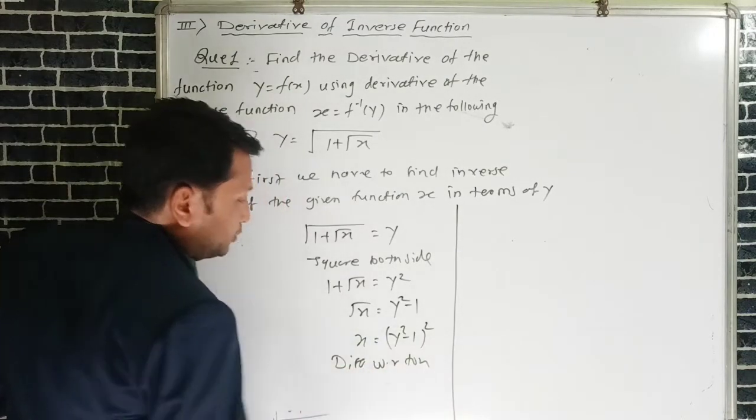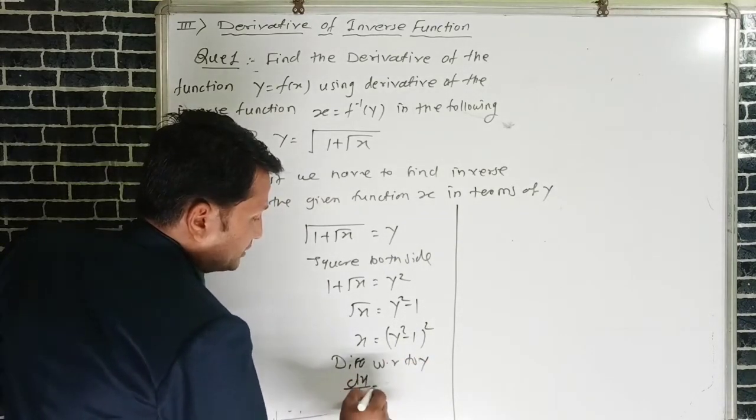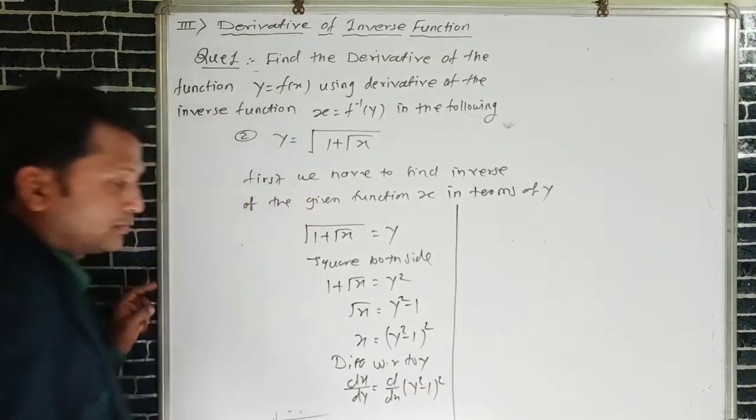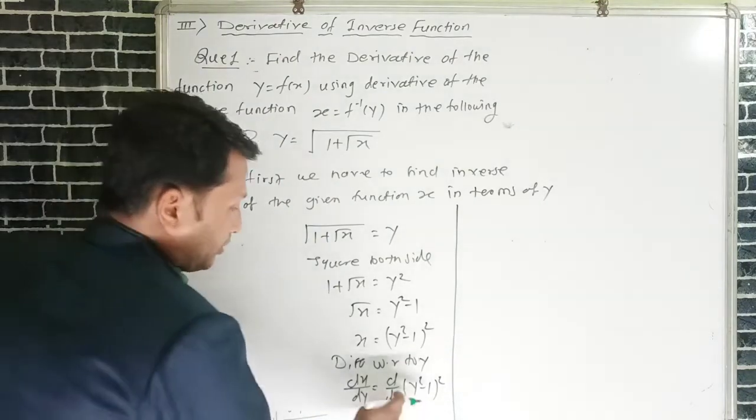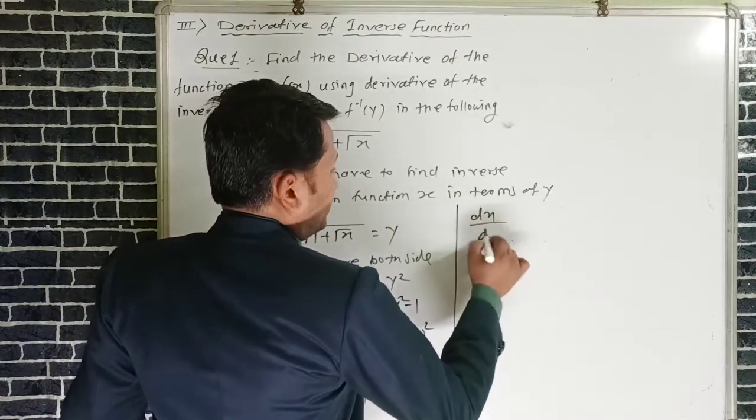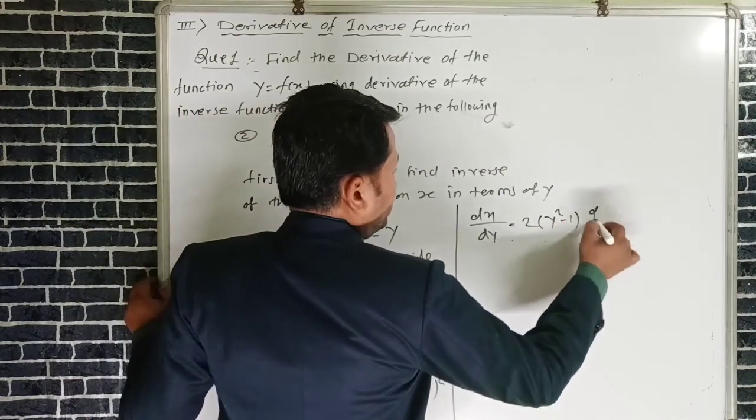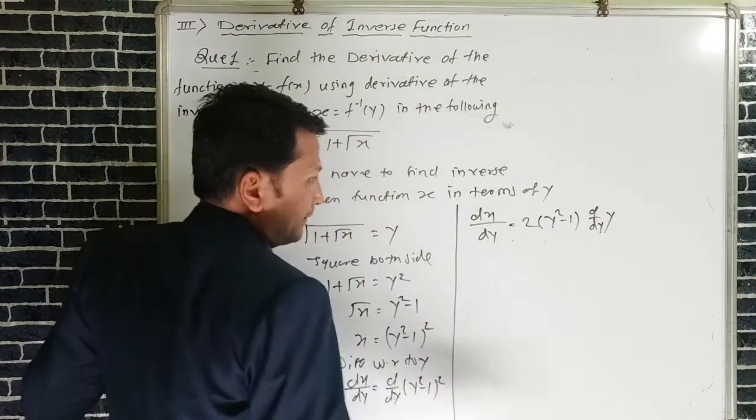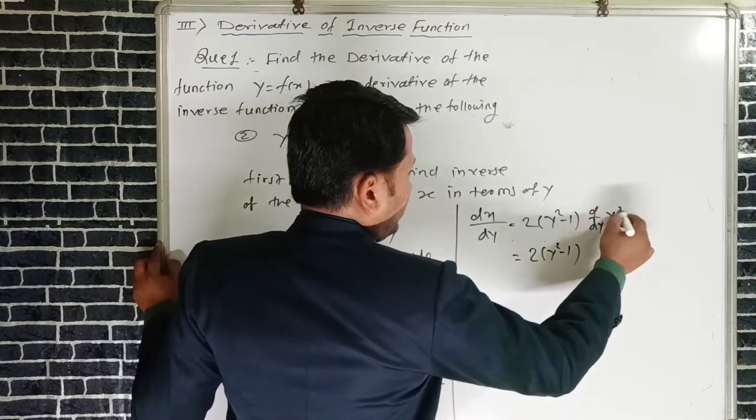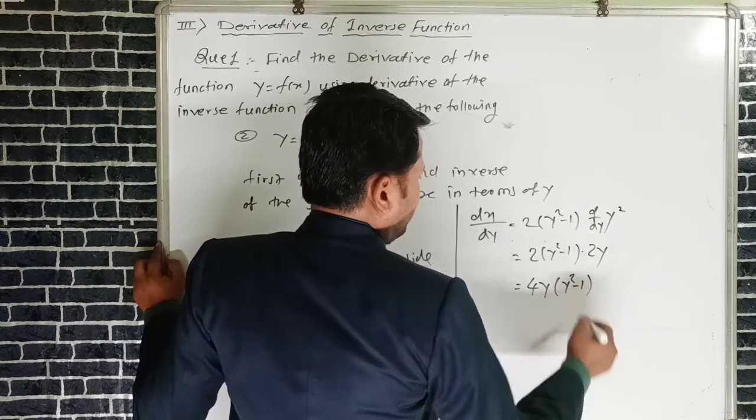Now we differentiate this inverse function with respect to y, then we get dx upon dy is equal to the derivative of y square minus 1 whole bracket square. By using the derivative of x raised to the power n, we can write dx upon dy is equal to 2 into y square minus 1 into again the derivative of y square minus 1, and the derivative of y square is 2y. 2 into 2, 4. 4y into y square minus 1.